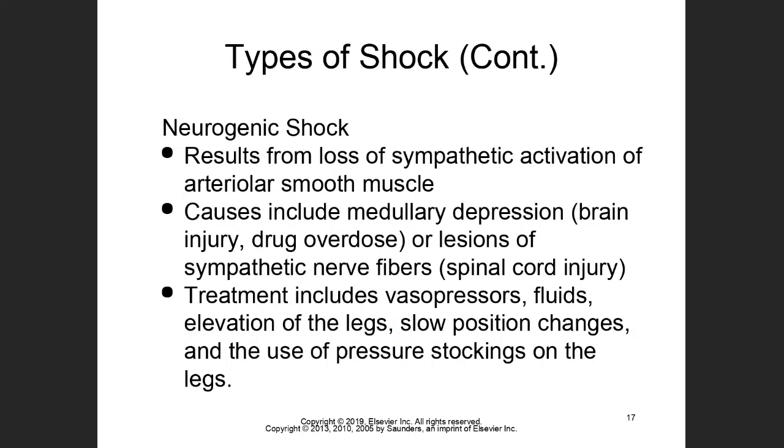Neurogenic shock is a result of loss of sympathetic activity of arterial smooth muscle. Again, if you lose the sympathetic activity, that means there is going to be vasodilation. That's why in every type of shock you have hypotension. Causes include medullary depression, brain injury, drug overdose, or lesion of the sympathetic nervous system in the spinal cord. Treatment includes vasopressors. Vasopressor is the common medication for any type of shock.